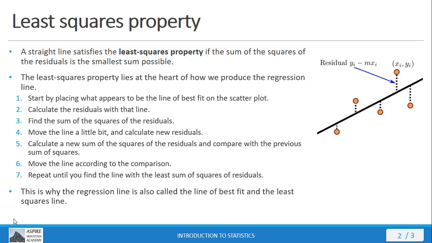This is why the regression line is also called the line of best fit and the least squares line. So now you know where these other names for the regression line come from. It comes from this least squares property, and the method that's based on the least squares property that produces the regression line.